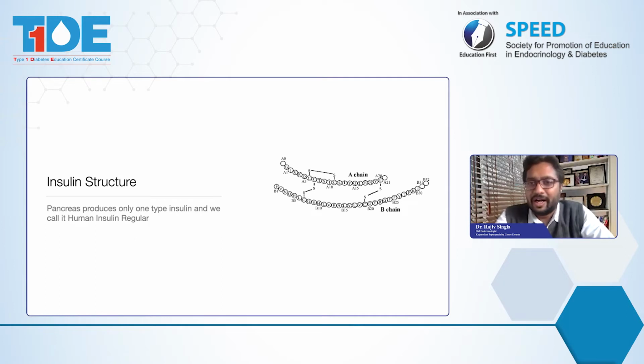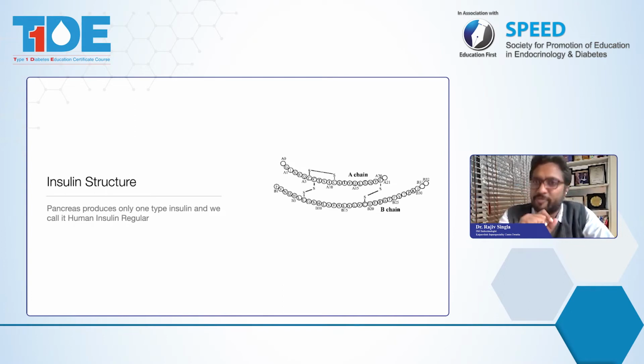Now, just to tell you, this is basically the structure of insulin, the insulin which is produced inside our body. What I have to emphasize here is that the body produces only one kind of insulin, and this insulin is called regular insulin. This insulin has two amino acid chains, and they are linked with two disulfide bonds.